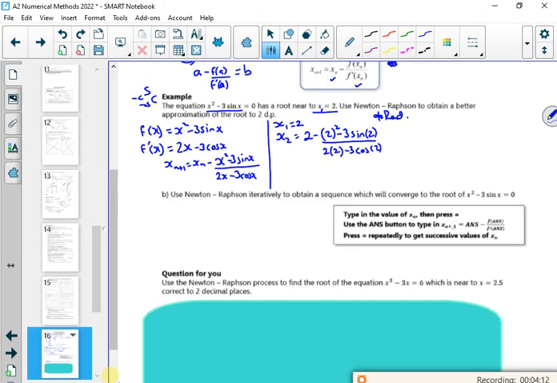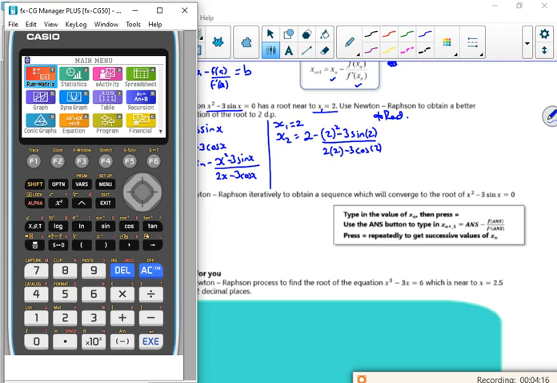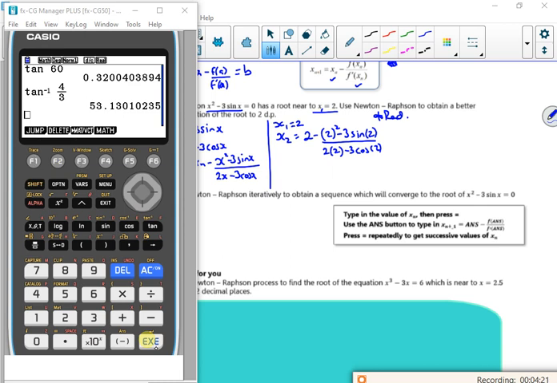Right, so I'm going to use my calculator to do it. On the table, I'm just on the run matrix. So I'm going to delete that out so it disappears. Right, so I'm going to put 2 in. Then I'm going to do x minus, so any x I'm going to change to an ans. So ans minus the y values, which is ans squared minus 3 sine of ans, over 2 times ans minus 3 cos ans. Now, I'm just leaving it in degrees for a minute because I want to see if it gives me the right answer. It doesn't, so I need to do radians.